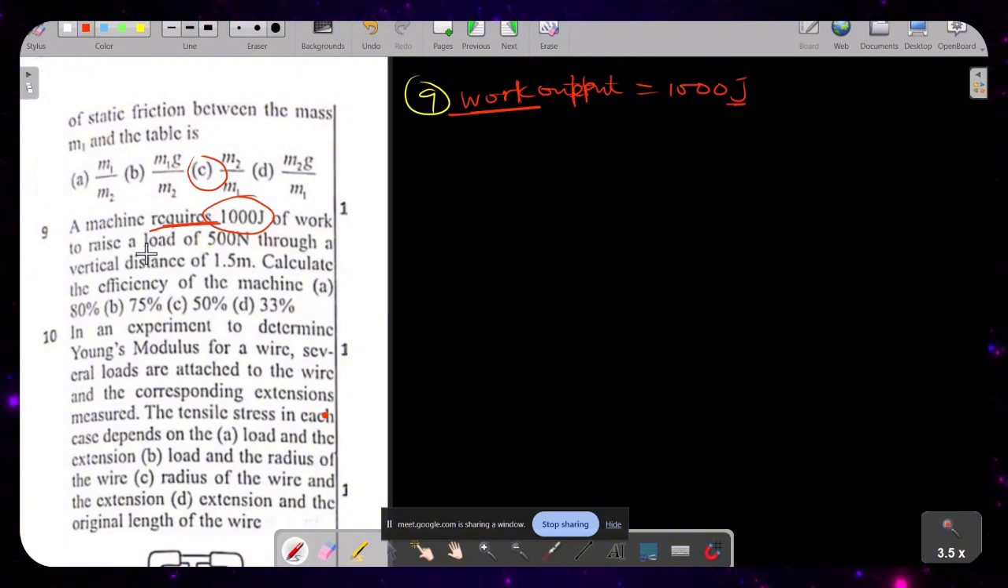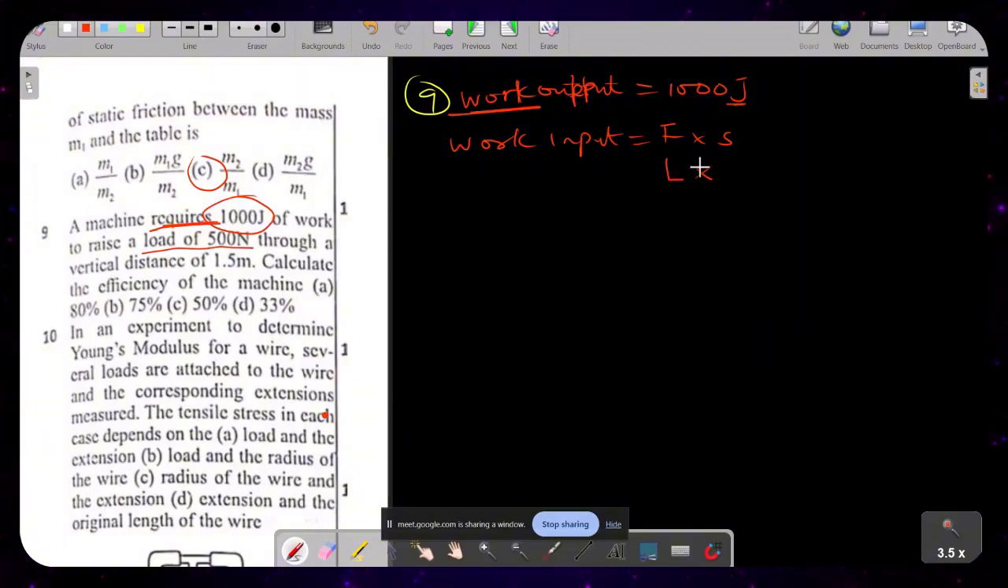So that is it. So they said the load is how many? So for our work input, it is going to be what now? Force times distance, which is the formula for work. And the force that we have here for the input is going to be load times your distance. Remember that one of the forms of force that we have is load. Load is also a form of force.